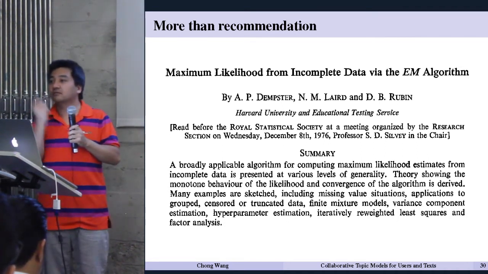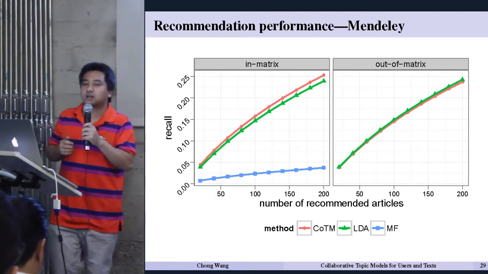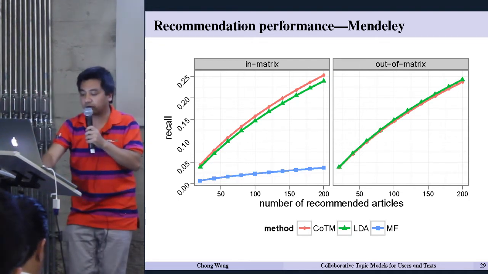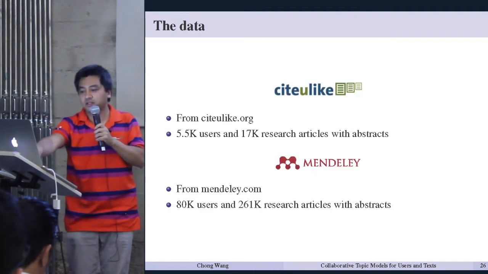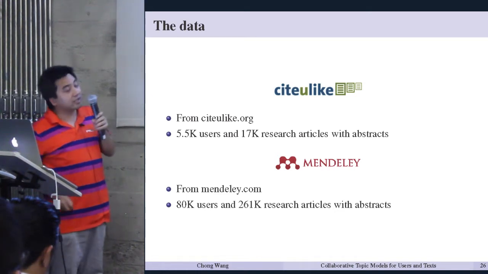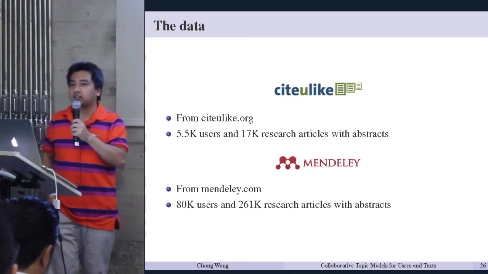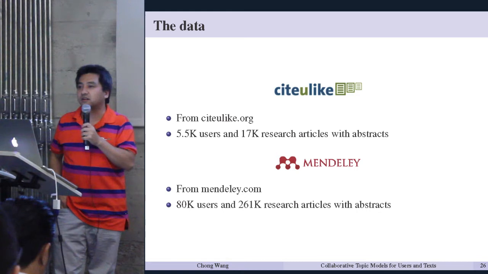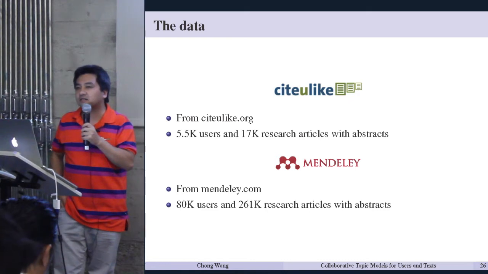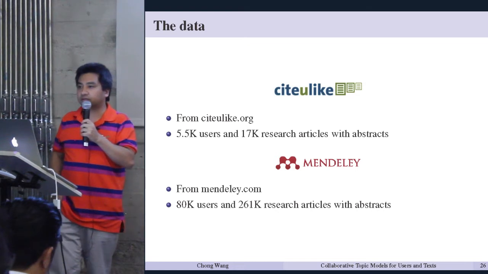I'm sorry, what was the difference between the Mendeley data and the CiteULike data? Okay, good question. The Mendeley data is a lot larger, so it contains a lot more documents. Unfortunately, it is also a lot more sparse than the CiteULike data, partly because Mendeley was founded later than CiteULike, so they didn't have that user base. Maybe they have it right now and would probably get better results.